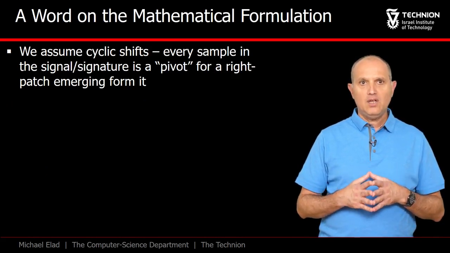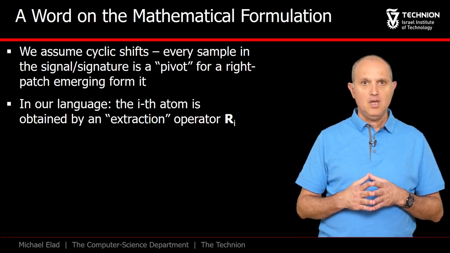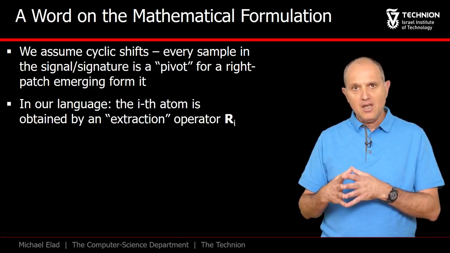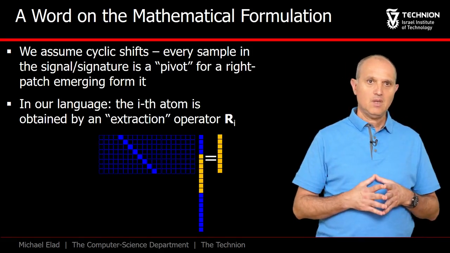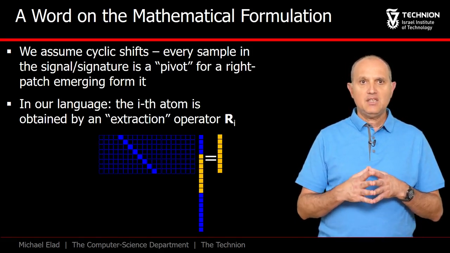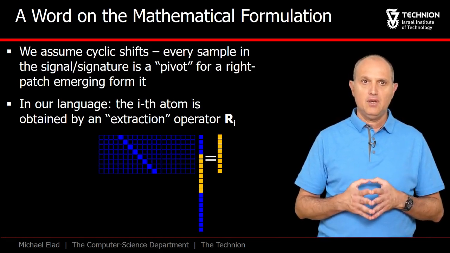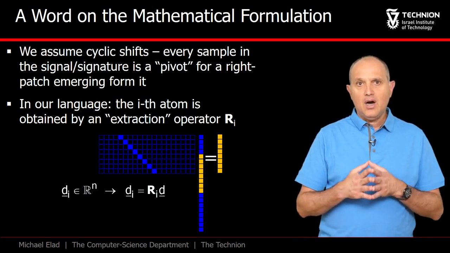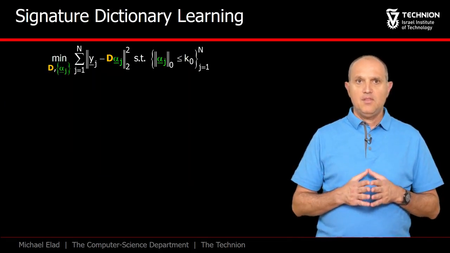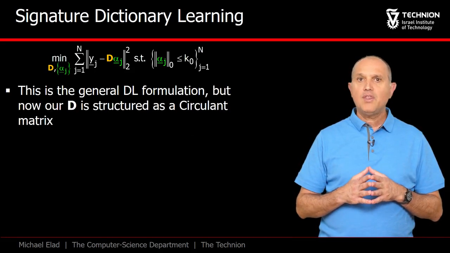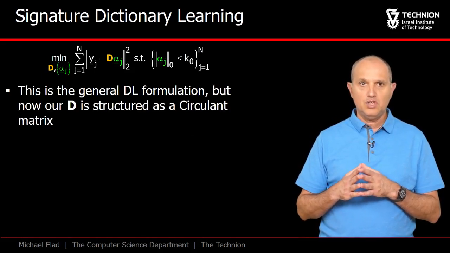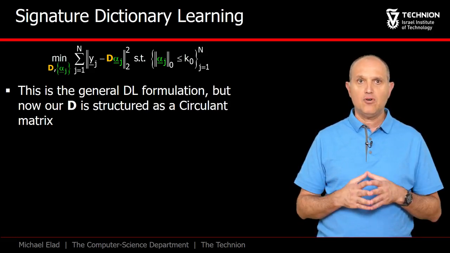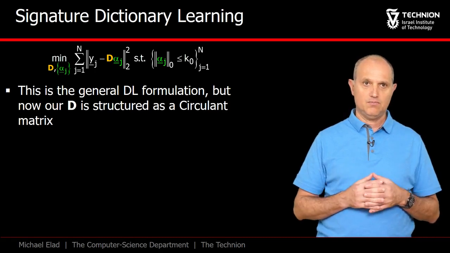We are about to formulate the signature dictionary learning in mathematical terms, and we need to define the operator Ri, which extracts a patch from location i in the signature d. This linear operator multiplies d and gets the ith atom in our overall dictionary. In our notation, di is the atom, and it is equal to Ri times the complete vector d. This is the general objective of the dictionary learning without injecting yet the unique structure of D that we just proposed. Note that Yj is the jth patch extracted from the signal X we operate on.